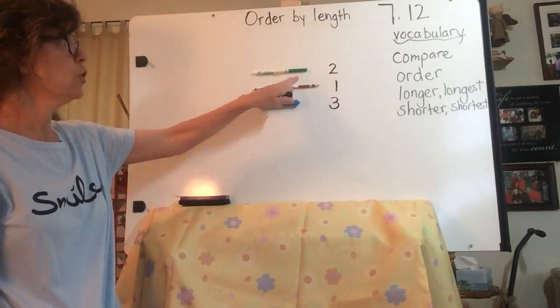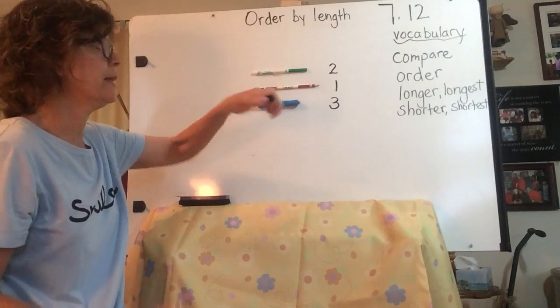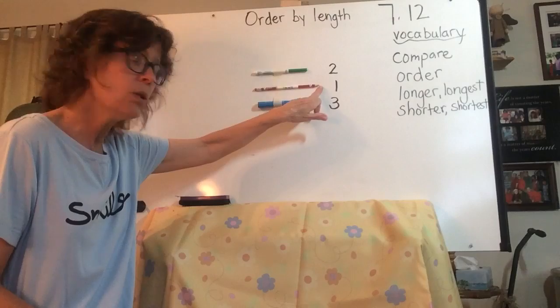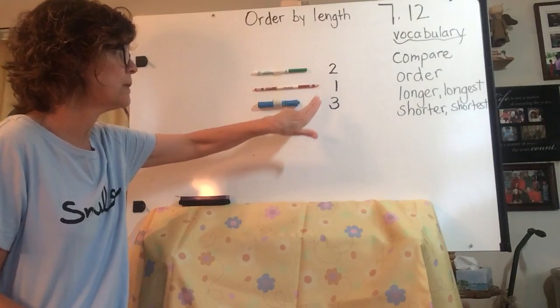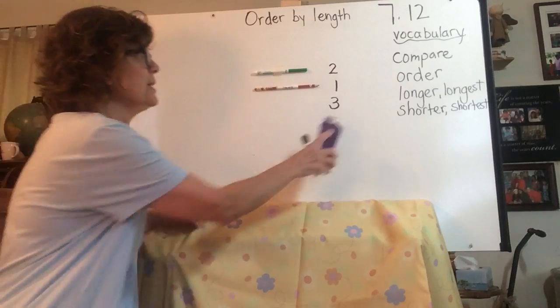And so this is long, longer, and then the shortest. So here's number 1, that's the longest. Number 2 is the marker. Number 3 is the smelling marker. All right, let's try something else.